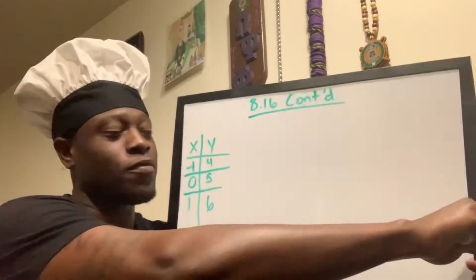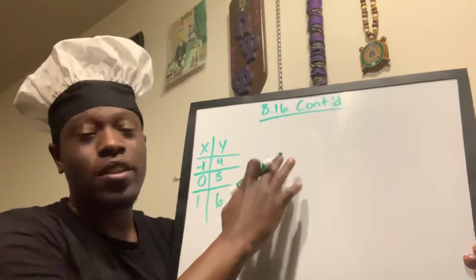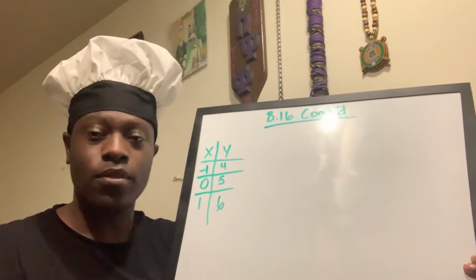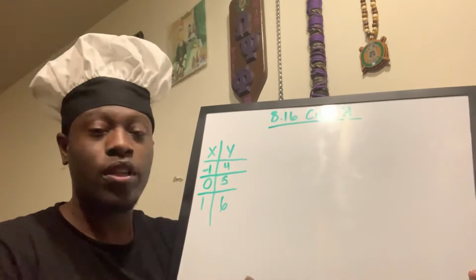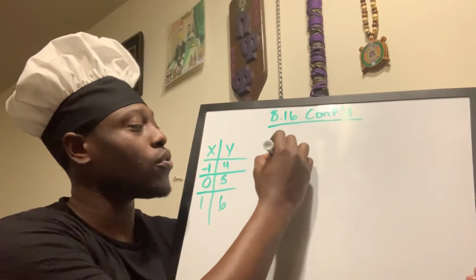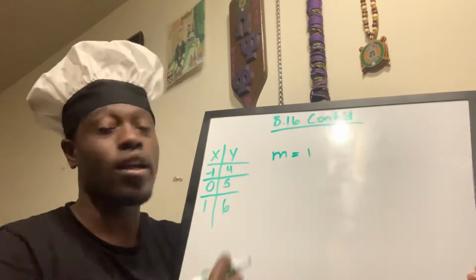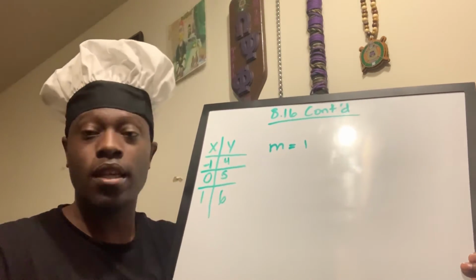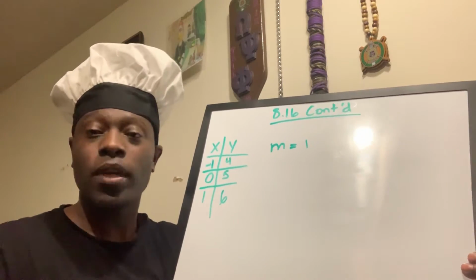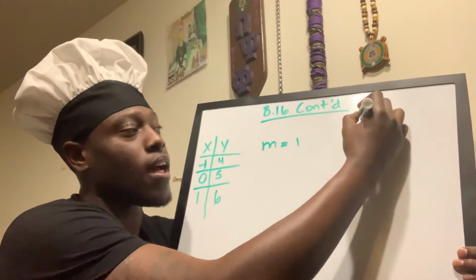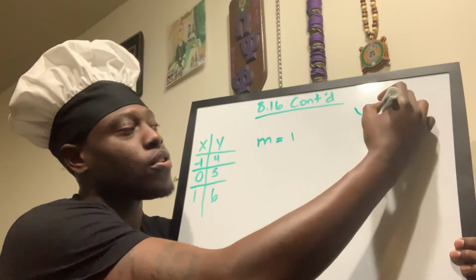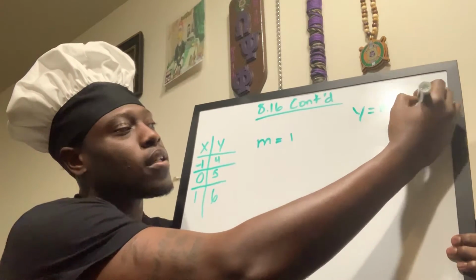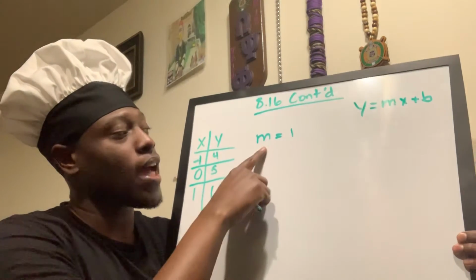So this is 8.16 continued, and last time we were finding the slope of a table, and through the last video we figured out that our m was going to equal 1. As I said earlier, we're going to keep going. We're going to end up finding the slope-intercept form. The slope-intercept form is y equals mx plus b. So far we have our m.